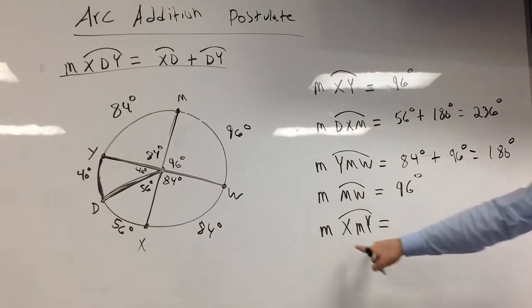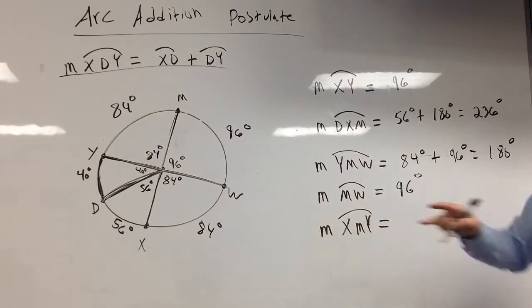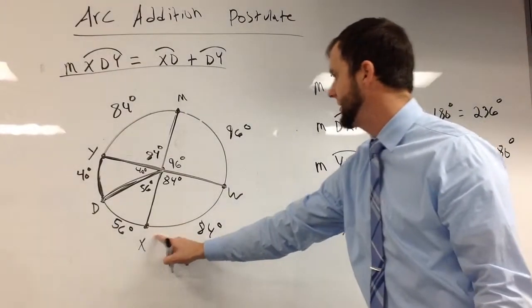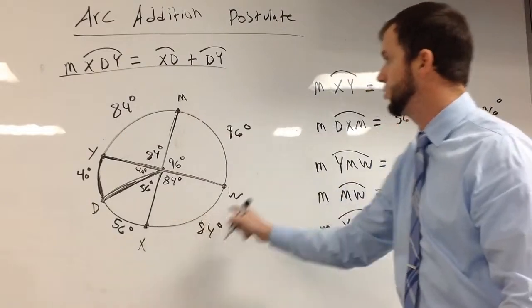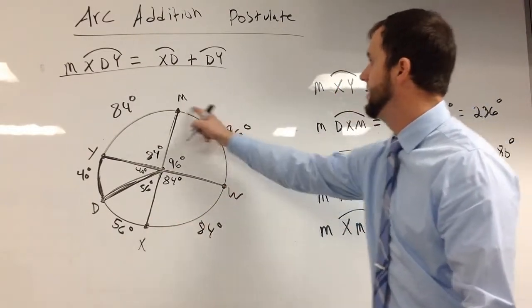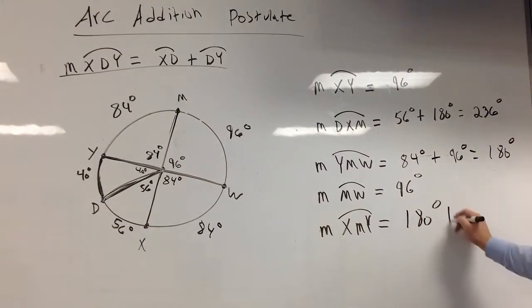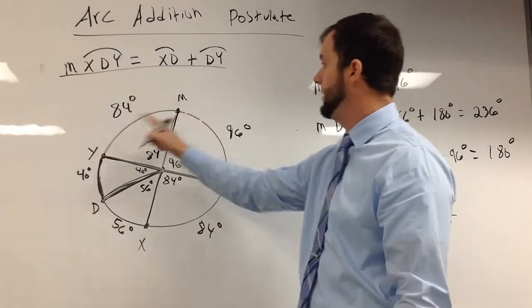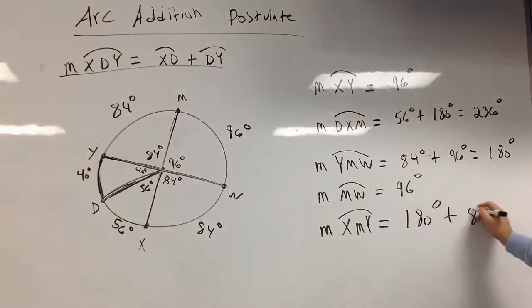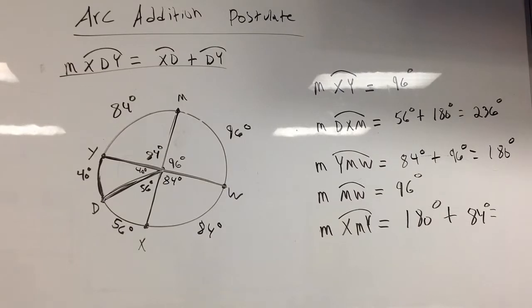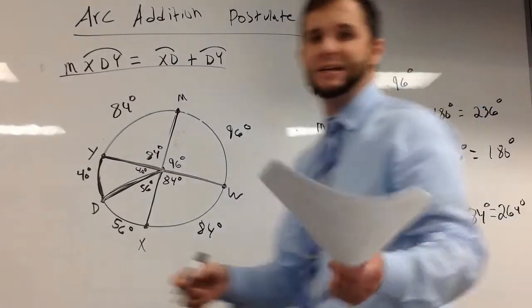And then lastly, I'm going to do XM to Y. So remember, we're adding two together using the addition postulate. So I'm going to go from X to M, and I'm going to go the shortest distance. So X to M is actually going to be 180 degrees. Plus, and then I'm going to go from M to Y, which is 84 degrees. So 180 and 84 is going to give me 264 degrees. So ladies and gentlemen, this is the arc addition postulate.